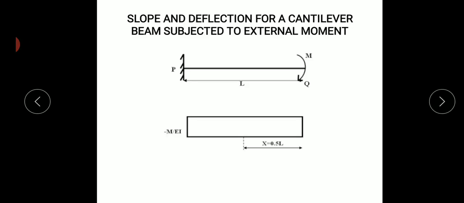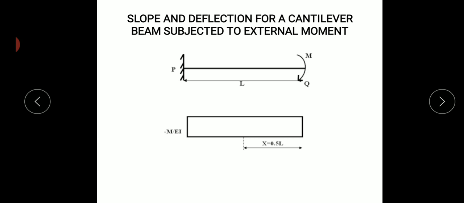Today I'll be discussing how to determine the slope and deflection for a cantilever beam when it is subjected to an external moment at the free end. In my previous lecture series, I taught you how to determine the slope and deflection for a cantilever beam when it is subjected to a point load and a uniformly distributed load.